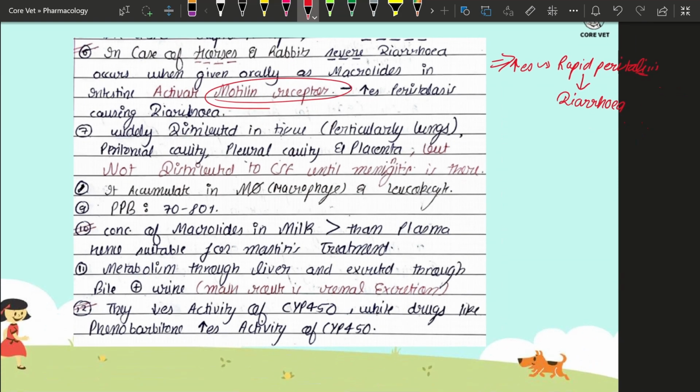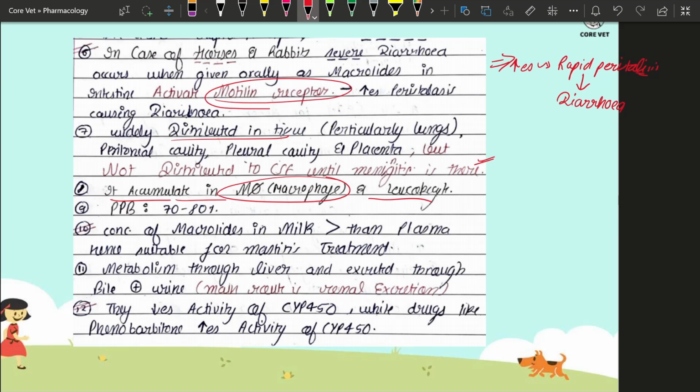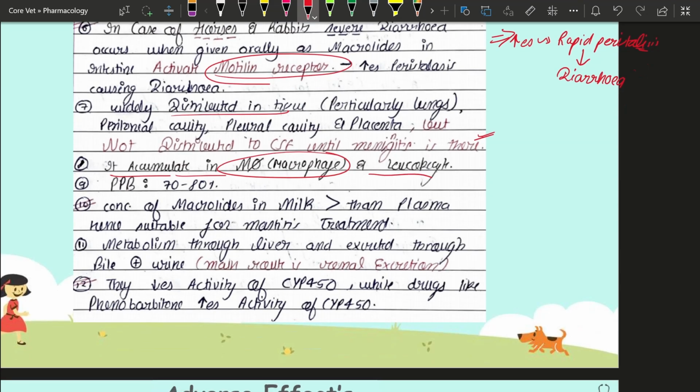And it is widely distributed into the tissues, but it won't get into the CSF until and unless there is a situation of meningitis. Okay, that is similar to penicillin. And macrolides can accumulate within macrophages and leukocytes, right? If we talk about plasma protein binding, it is 70 to 80%. And the concentration of macrolides is higher in milk than in plasma. That's why it is famously used in the treatment of mastitis, right?